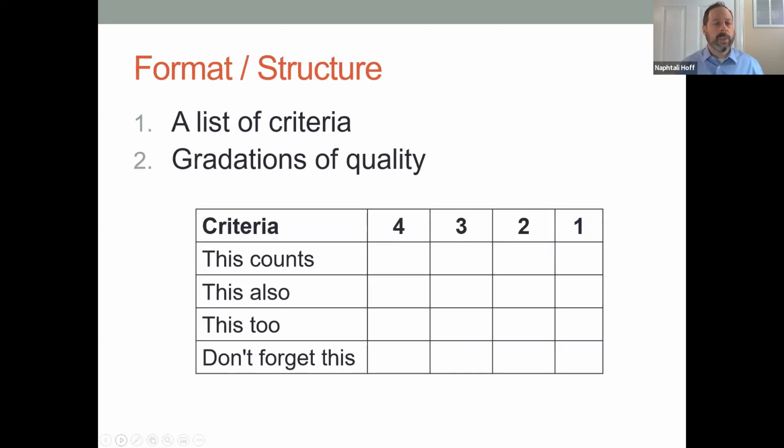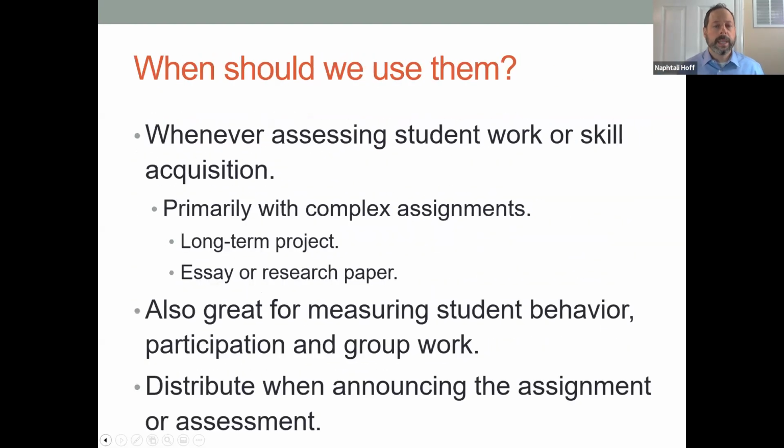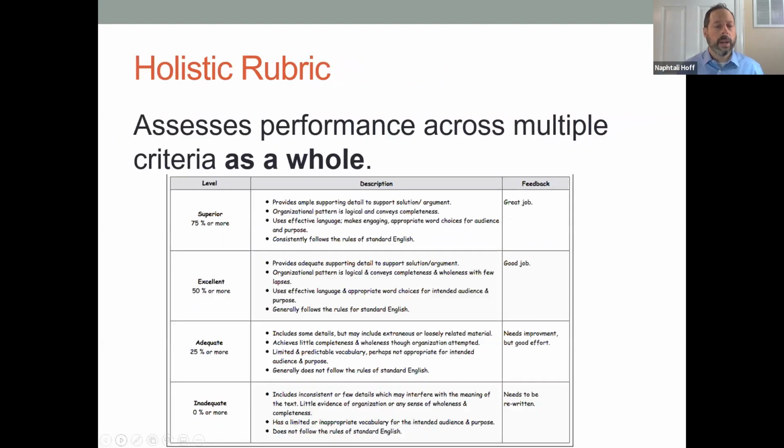So let's begin with the format or the structure. What you need are 2 things. Number 1 are a list of criteria, which is on the left side, as well as gradations of quality, that's on the top. Now you'll notice in this particular one, 4 is on the left side. In the rubric I showed you earlier, some of them had the higher score on the left. Let me quickly go back there so you could see it. Some of them had the higher scores on the left.